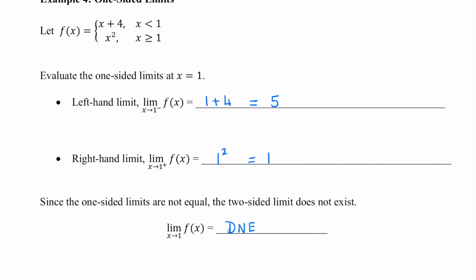This example shows something very important. Even though the left-hand limit and the right-hand limit both exist individually, because they are not equal, the overall limit does not exist. For a two-sided limit to exist, the left-hand limit must equal the right-hand limit. If they are different, then the limit doesn't exist.